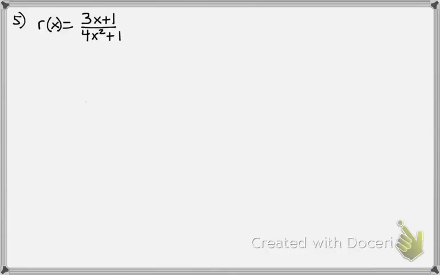So for number 5, we are trying to find all horizontal and vertical asymptotes. Let's find the vertical asymptotes first. So to do that, I want to set the denominator equal to 0.